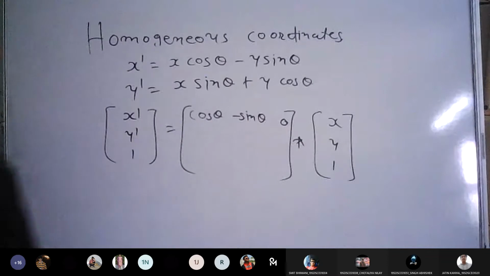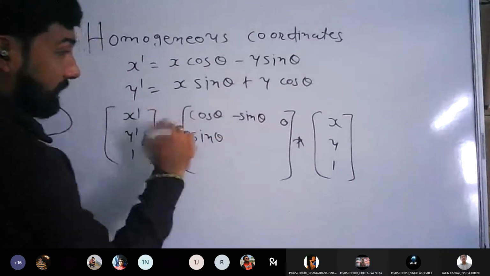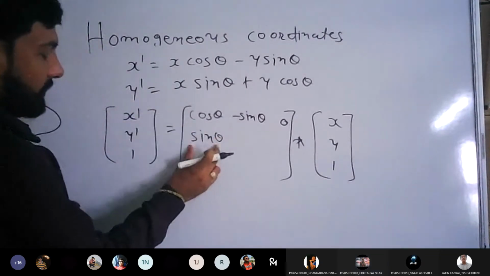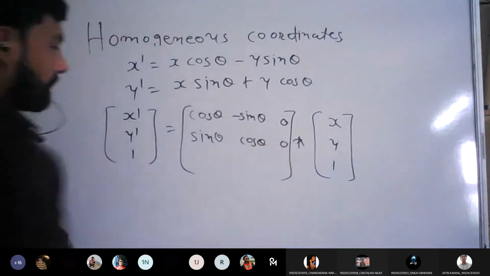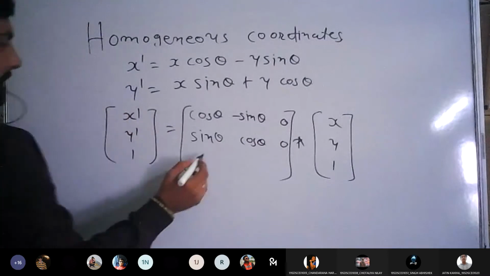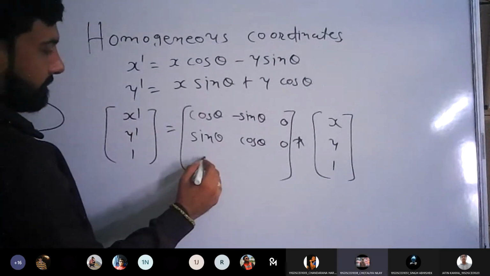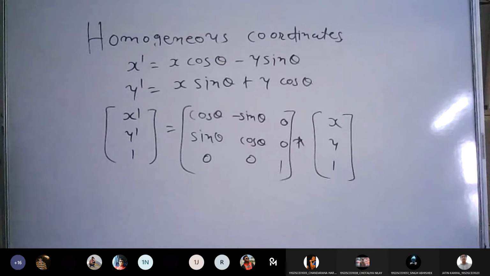Similarly, in the second row, what can I write? Sin theta, cos theta, 0. It is not sin theta plus cos theta. In the first element it is sin theta, in the second element it is cos theta, and 0. Sin theta, cos theta, 0. What about the third row? 0 0 1. Correct. It is 0 0 1.